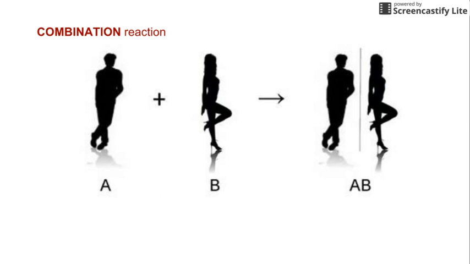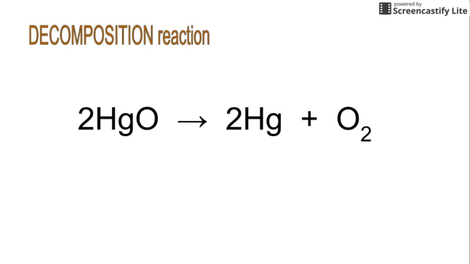Here's an analogy to a combination reaction. Person A on the left and person B also on the left are alone with a plus sign between them. When they get together, they make the couple AB. And there's just one couple that's the result of this reaction.